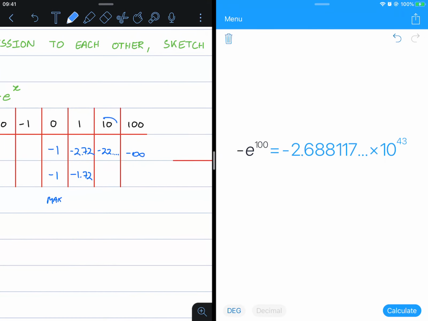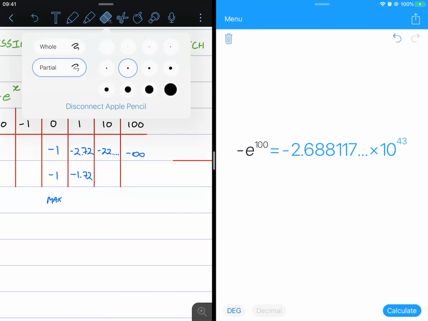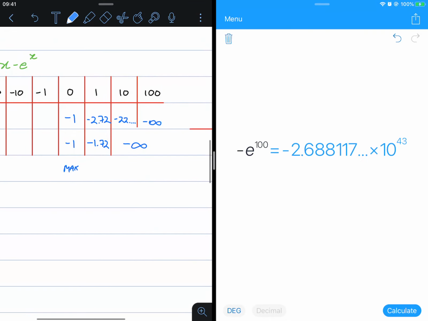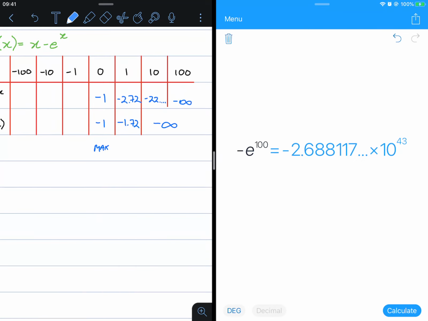If we do 10 minus a really big number, that's just really negative. So we can safely say that the function goes rapidly down to negative infinity. Okay, so it's a very sharp decline. There's a maximum at this point, and it goes off to negative infinity.